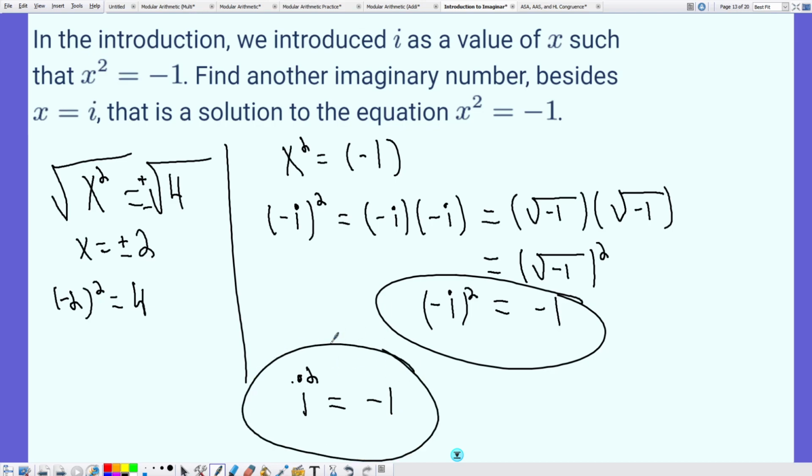So these are our two solutions. We have that i and negative i are solutions to the equation x squared equals negative 1.